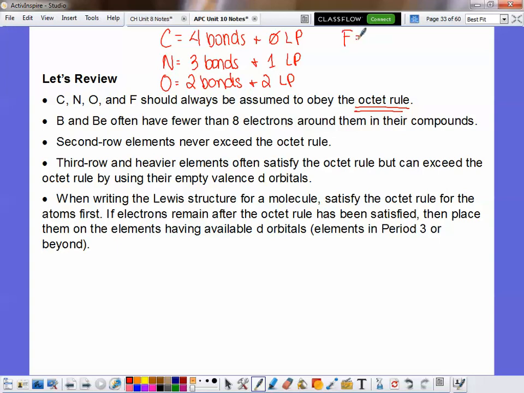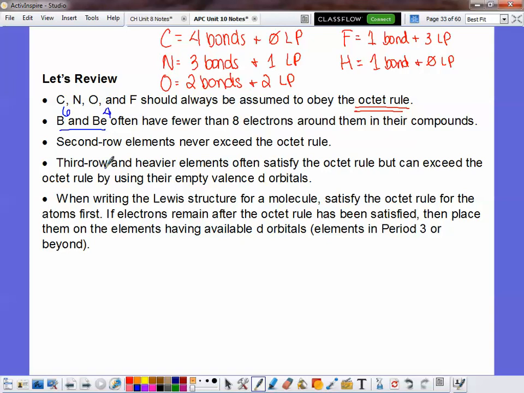Fluorine likes to make 1 bond and have 3 lone pairs. And then just a reminder, hydrogen will make 1 bond and no lone pairs. You will never have lone pairs on hydrogen. Boron and beryllium often have fewer than 8 electrons around them in their compounds. Boron likes 6, beryllium likes 4.